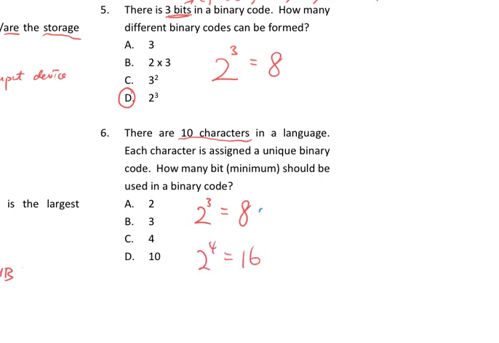So these two values are the number of unique binary codes that can be represented. For 3 bits we have 8 characters. For 4 bits we have 16 characters. So simply speaking, we should have at least more than 10 representations. So the minimum number of bits should be 4 bits.